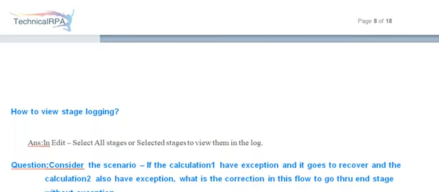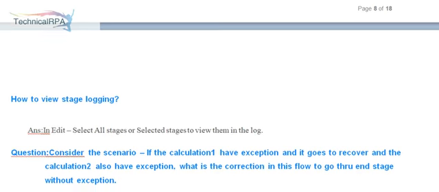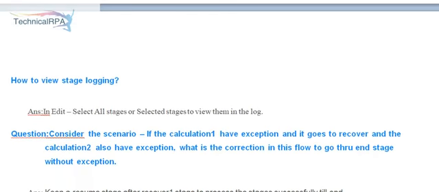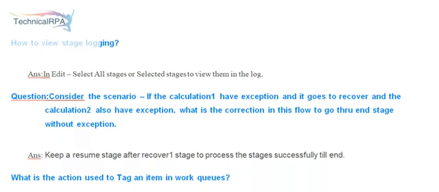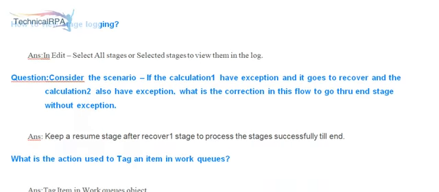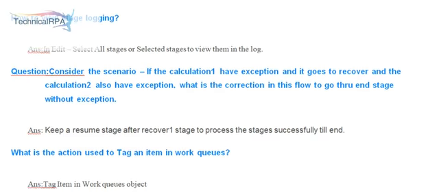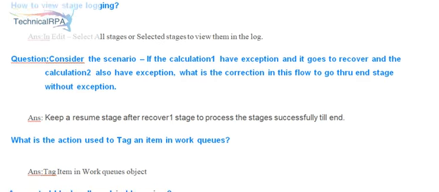Question: consider the scenario, if calculation 1 has an exception and it goes to recover and calculation 2 also has an exception, what is the correction in this flow to go through in stage without exception? Keep a resume stage after recover 1 stage to process the stages successfully till end.